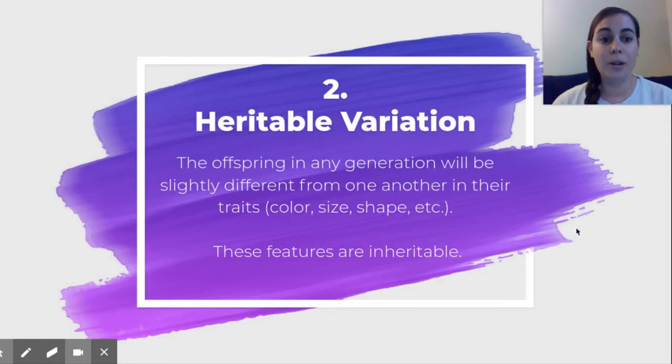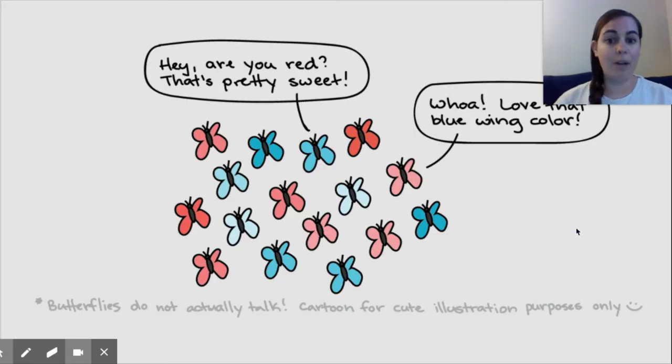Force number 2 is heritable variation. The offspring in any generation will be slightly different from one another in their traits, so their color, their size, their shape, their height, and these features are heritable. We just talked about this in genetics. In our butterfly population, some are red, some are blue, some are dark, some are light. There's some natural variation in this population, and that's going to get passed on to their offspring.